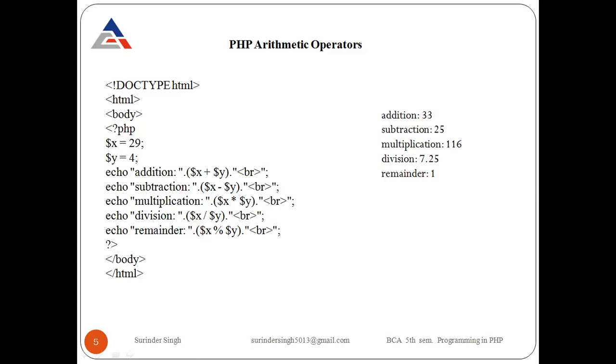Now, this is an example of arithmetic operators. We have two operands here, two variables, x has value 29 and y has value 4. Both are of integer type. In the first statement, we have addition, and second subtraction. And in third, we have multiplication, division, and here we have a modulus remainder. Clear?